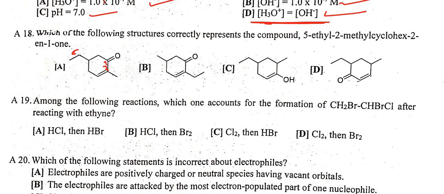Among the following reactions, which ones accounts for the formation of this after reacting the ethine? If we're saying for the formation of this, how can we create this? Meaning there are 3 bromines and one chlorine. So which ones here?